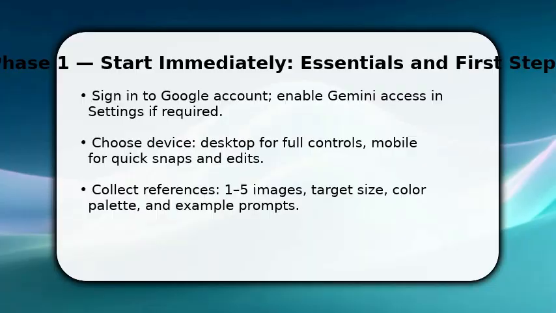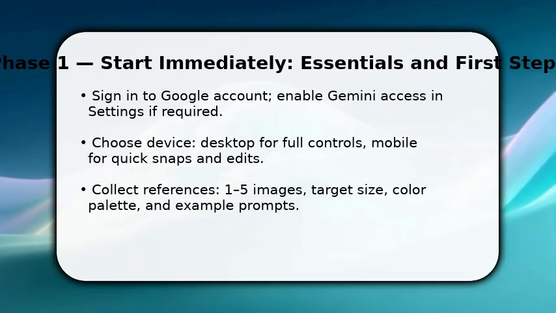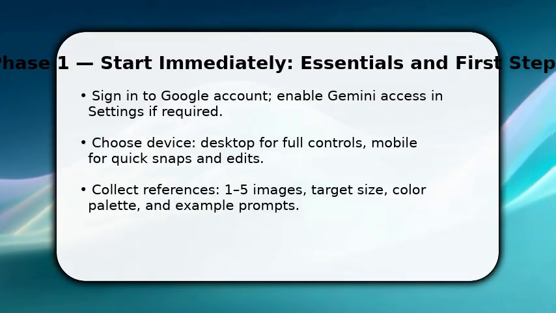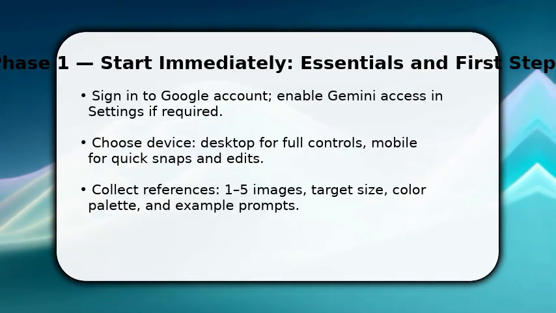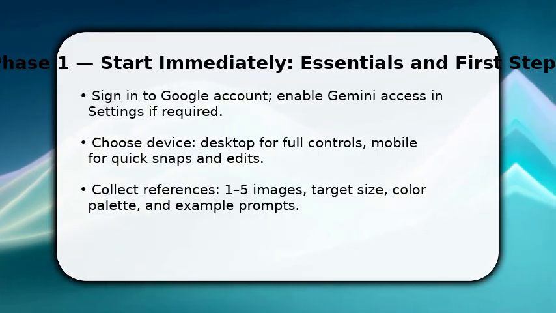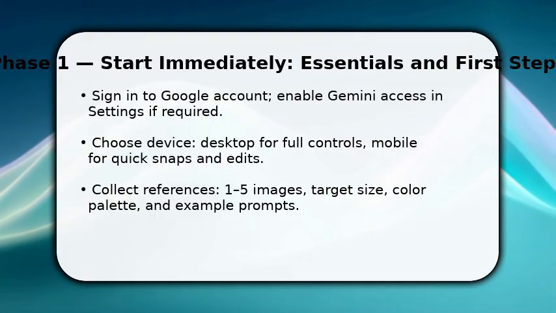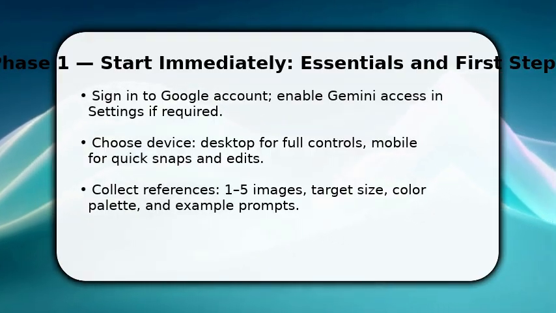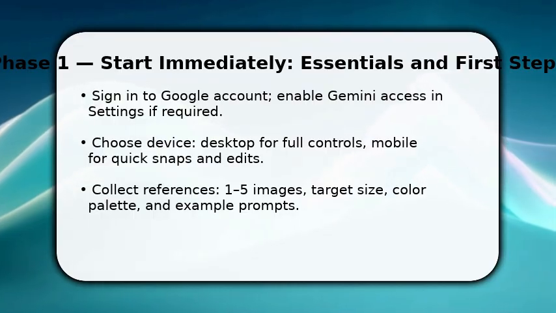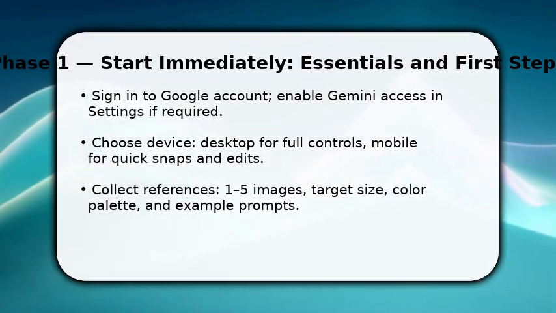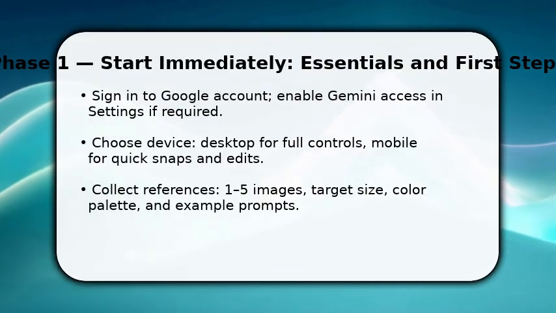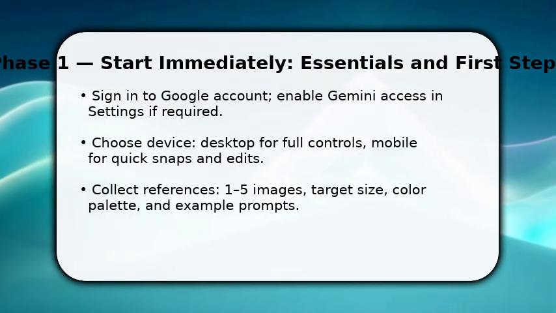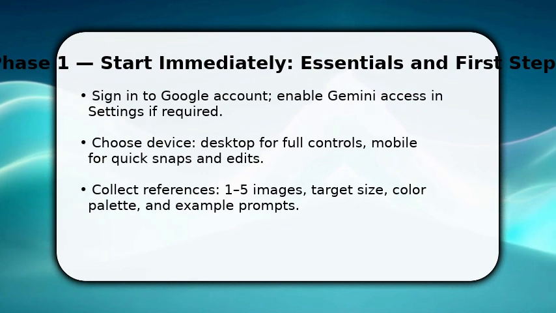Enjoy the video. You start by signing into your Google account and opening Gemini. Do this now. Once done, pick desktop for detailed controls or mobile for quick generation. Each has different menus. Make sure to gather 5 reference images, a short target size, and a color palette to guide results. Next, enable any image creation or experimental features in settings. This primes Gemini so you can jump directly into prompt crafting and image uploads without wasting time on basic setup.